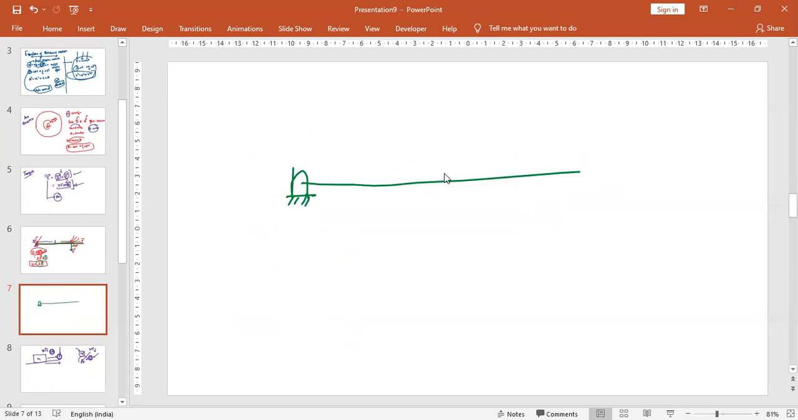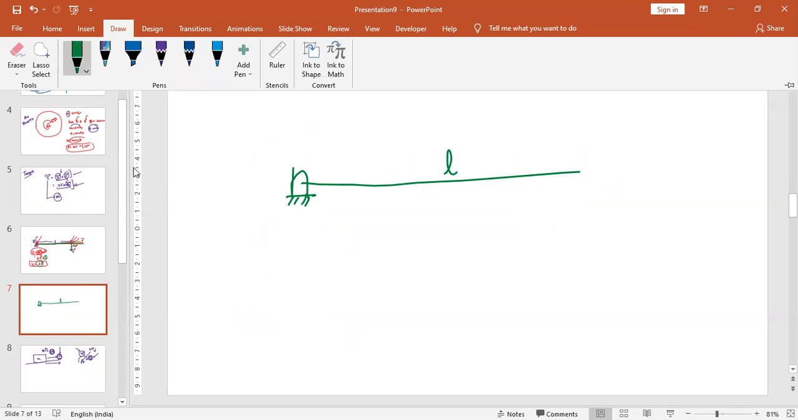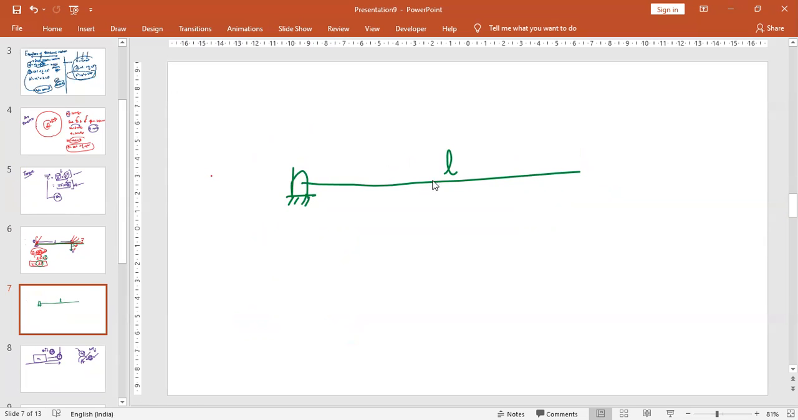Suppose that we have a rod of length L, and suppose that you are applying a force like this, and suppose this angle is 60 degree, and suppose you are applying the force at midpoint. So this will be L by 2, this will be L by 2. So my question is, what will be the torque about point O? So can you try it? Like how will you find the torque?